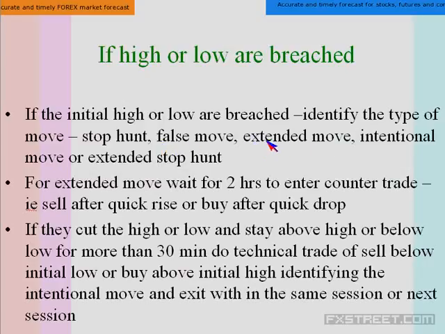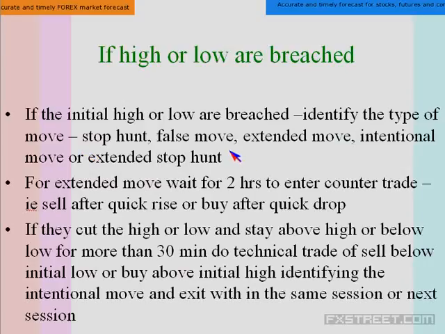Afterwards, once they go above the initial high or the high set in a session and take it further up, it could be an extended move. Then you have to watch for 2 hours. Then they will finish raising it. In the last 30 minutes, they won't cut the high. At that time, you can take a counter trade and sell there. Afterwards, the next day, they will do the intentional move. It will be a slow slide for 2 sessions, and you can book profit. So they are all done in a very sequential manner, except the extended stop, which they do once in a month during trend reversal times.